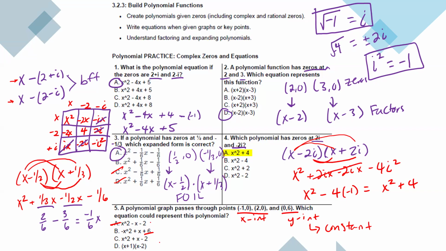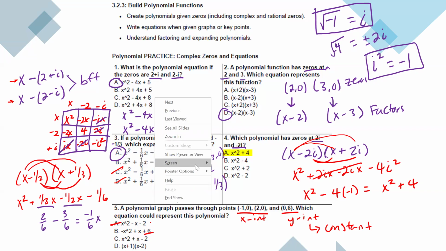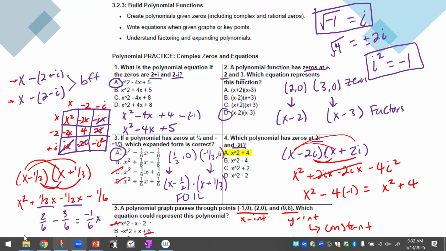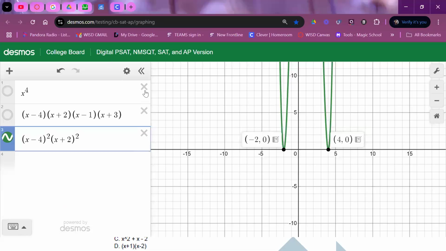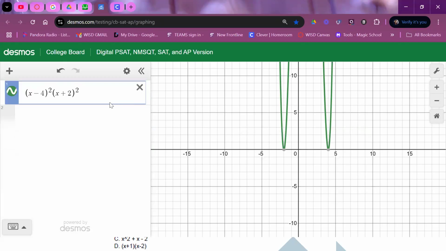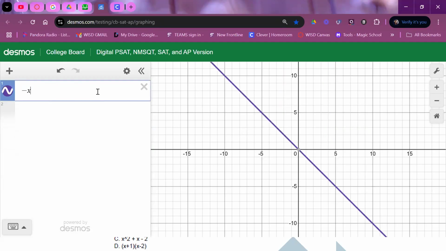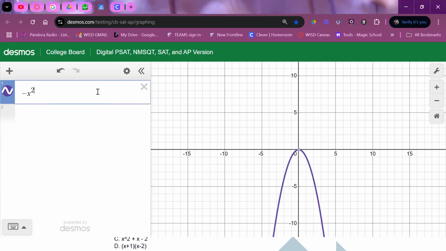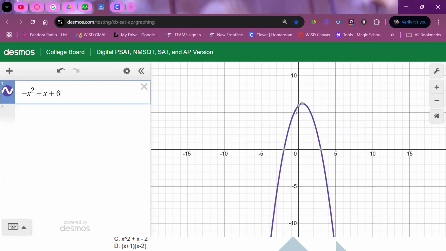Make sense? Doable? And then let's just graph it to see. So we're going to graph negative x squared plus x plus 6. Negative x squared, was it plus x? Plus 6. All right. This does not satisfy negative 2. It doesn't satisfy, y'all. I messed up something. I'm missing something in this.